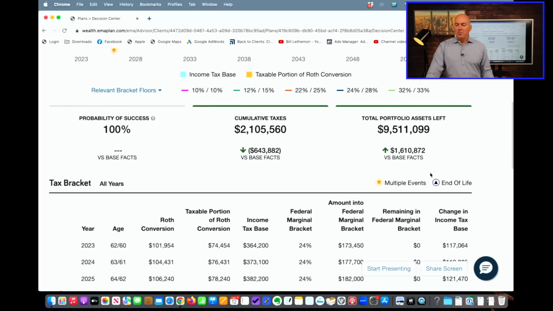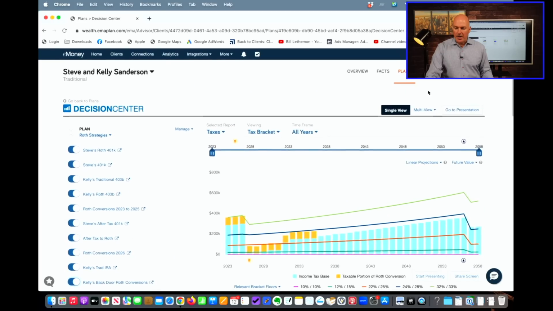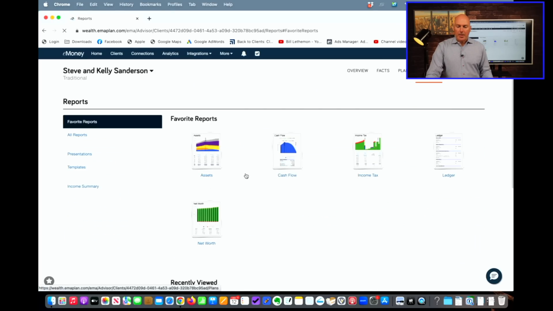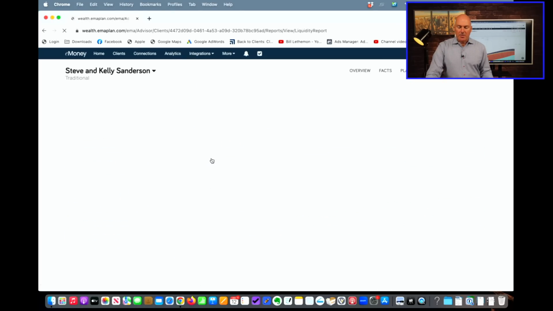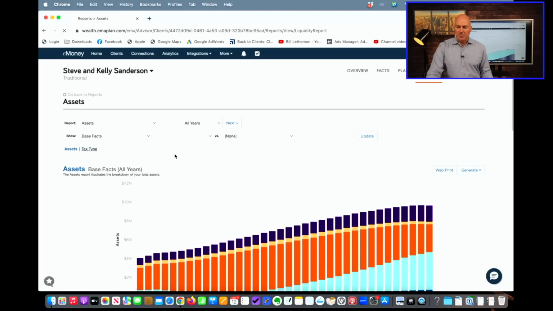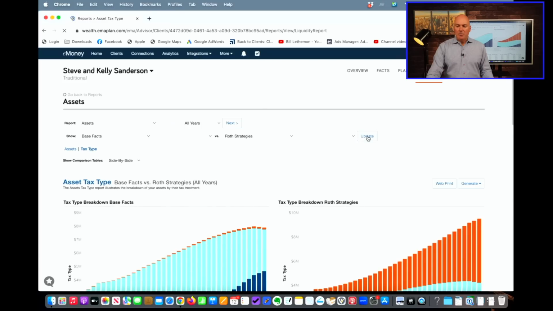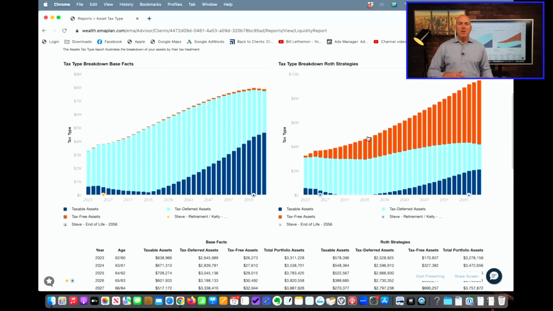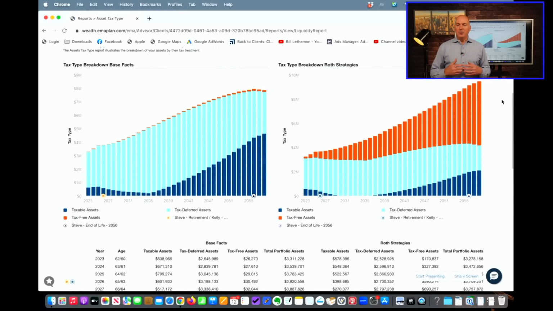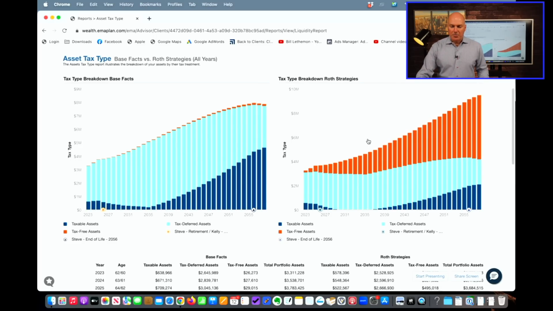And then the long-term portfolio asset increase is $1,610,000 there. So that is great. We're going to go back and we'll look at that asset report again, and we can see that asset by tax type. That's our base facts. And then we'll compare that to the Roth strategies, which is going to be everything included. And we can see what we really did there is we increased the amount of money that's in those tax-deferred accounts there. So that's going to be some nice incremental improvement there.